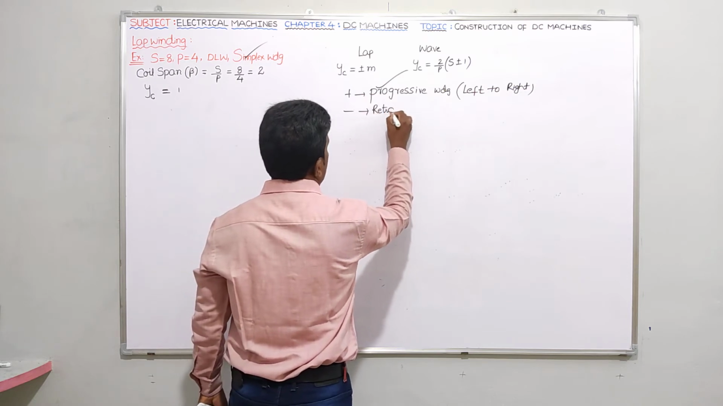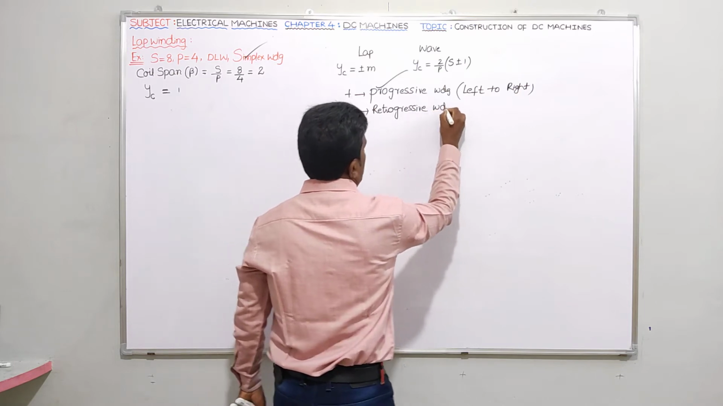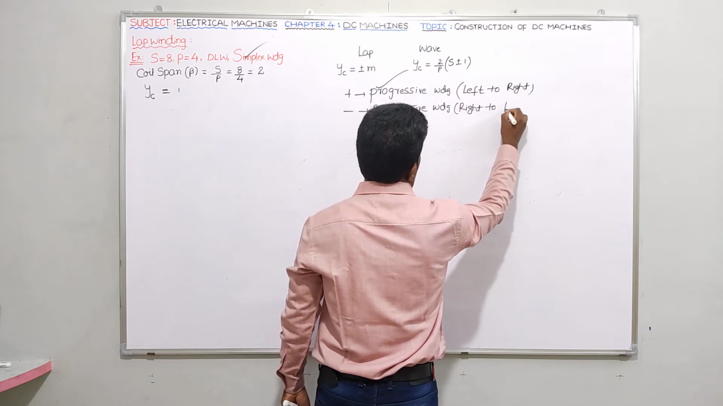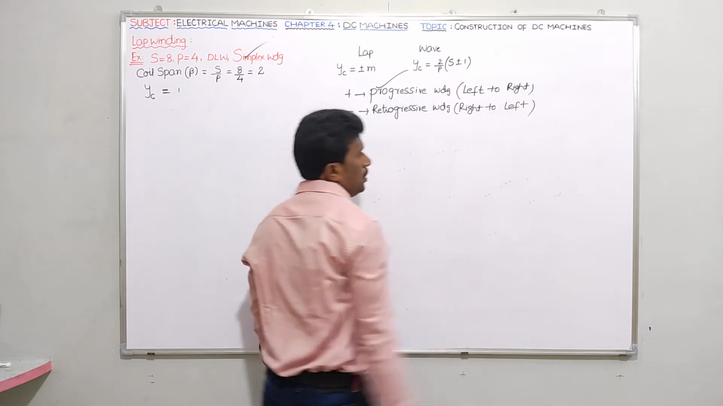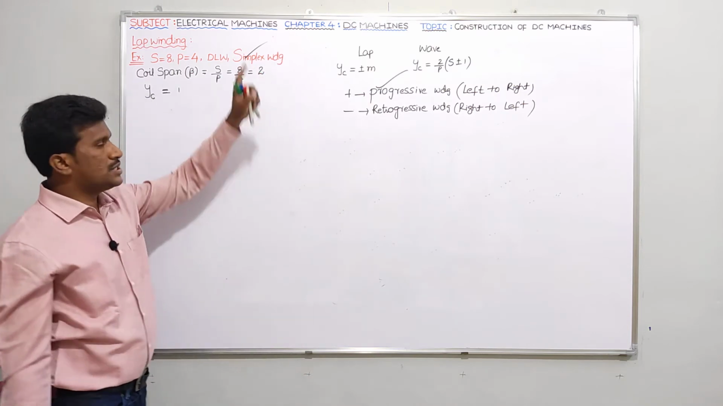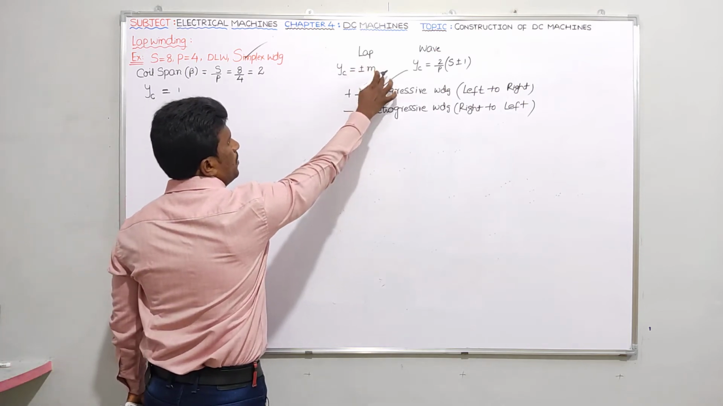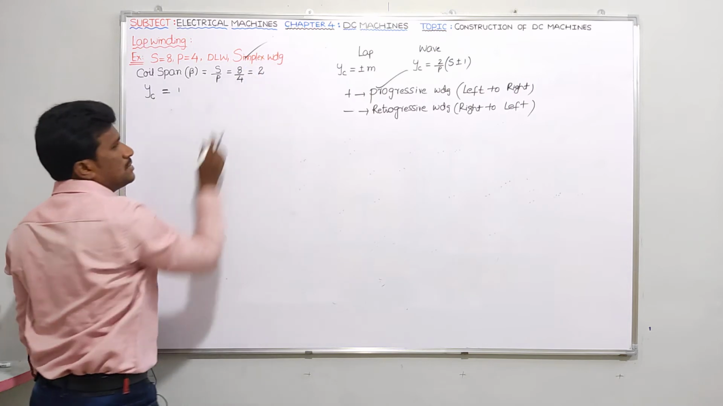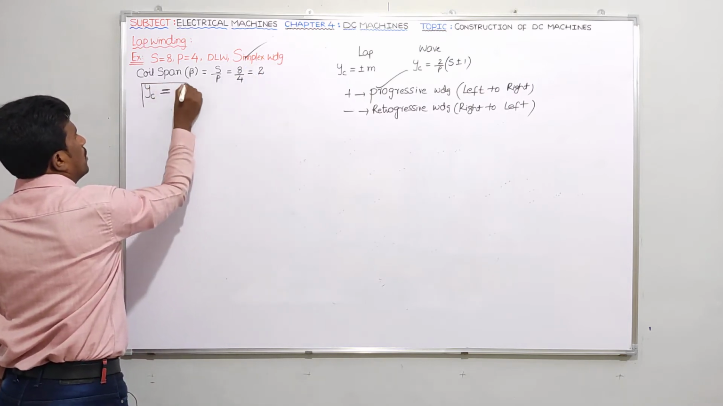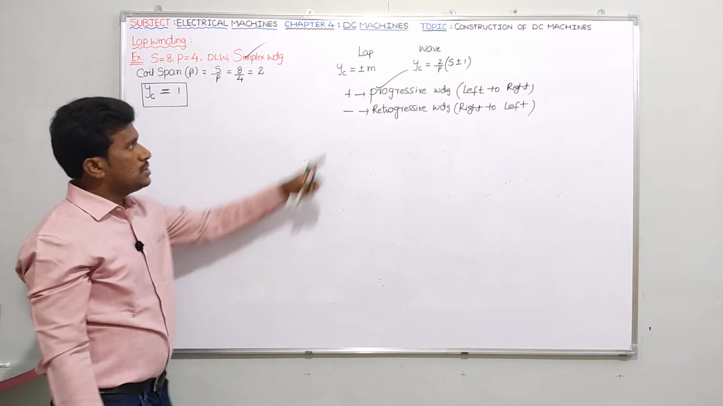Retrogressive winding is where the winding goes from right to left. Unless otherwise mentioned, you should take winding as progressive winding only. Though it is not mentioned here, you should take it as progressive winding. For progressive winding, YC equals plus M only, where M is 1 because it is simplex winding. So 1 is the value of the commutator pitch in this example for lap winding. Please note this down.